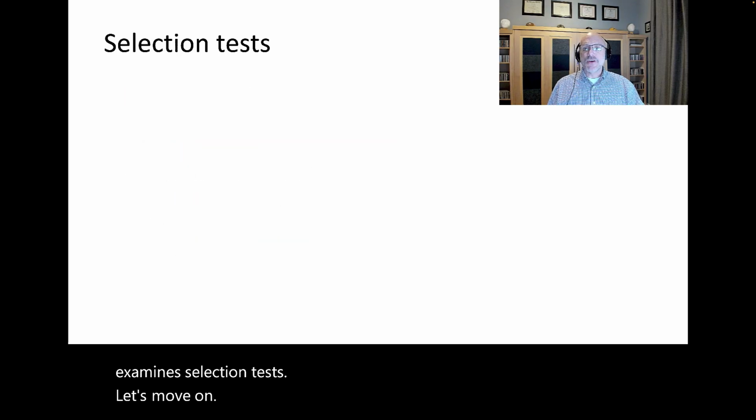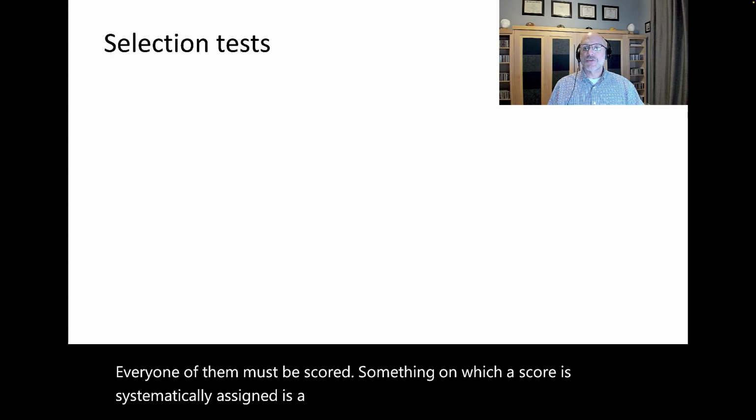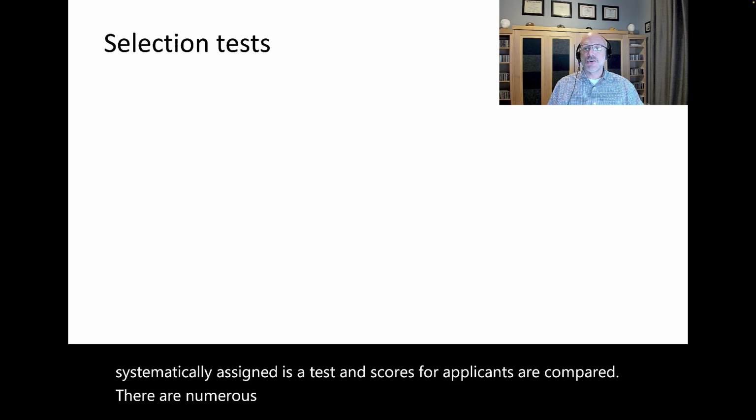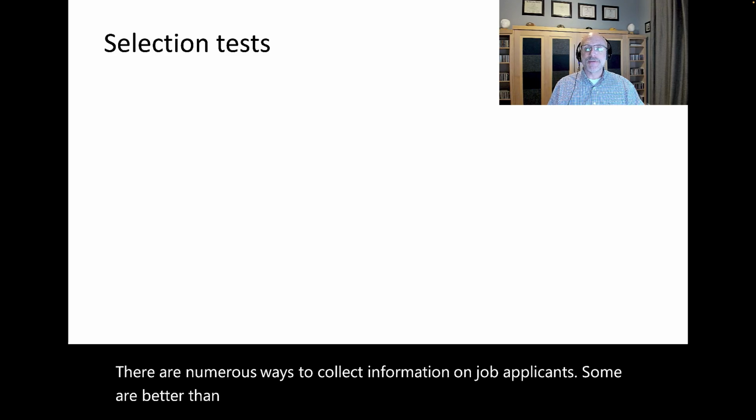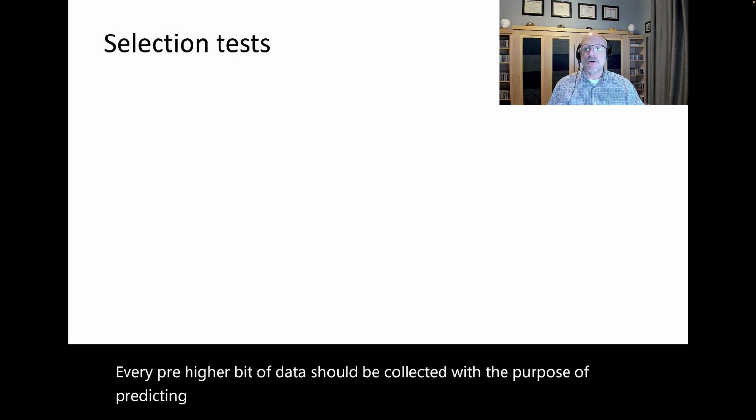Each of these on this slide is a test. Every one of them must be scored. Something on which a score is systematically assigned is a test, and scores for applicants are compared. There are numerous ways to collect information on job applicants. Some are better than others in predicting job performance. Every pre-hire bit of data should be collected with the purpose of predicting job performance later if the applicant is hired. We'll talk extensively about some of these.